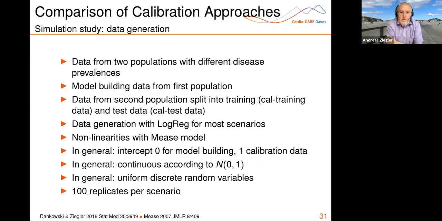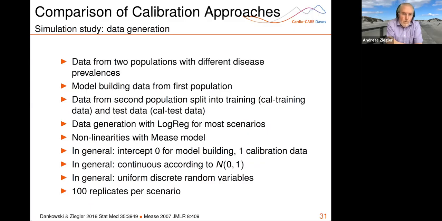In most scenarios, we use the standard logistic regression approach for data generation. Maybe this is the reason why logistic calibration is performing quite good, but this is what we have done. And this is what we've done in other simulation studies before. And we've sometimes seen that logistic regression is not the best approach in these cases.